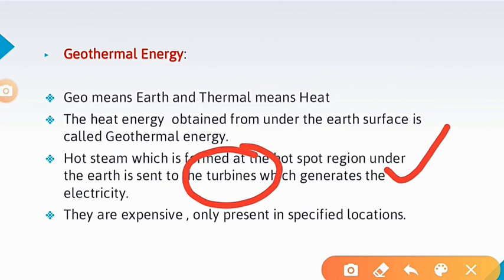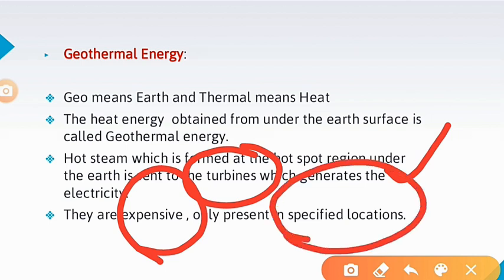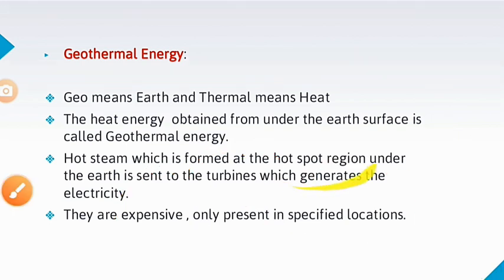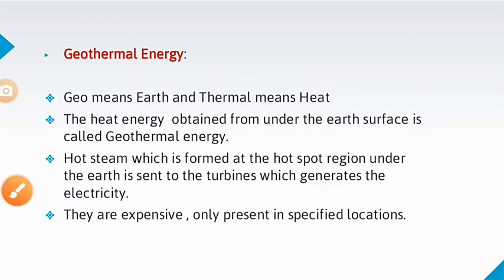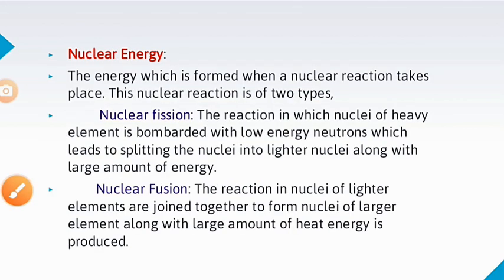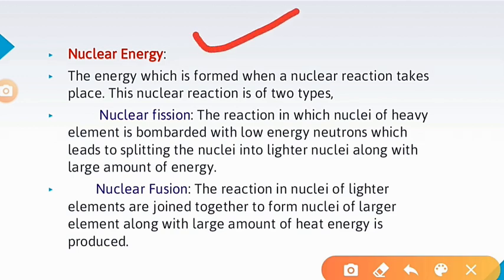the geothermal energy. And the disadvantage about it is that it is expensive, and geothermal energy can only be present in specific regions. Why? Because only where there is a hotspot region can we produce geothermal energy. Understood? Let's see the next one, that is our nuclear energy.